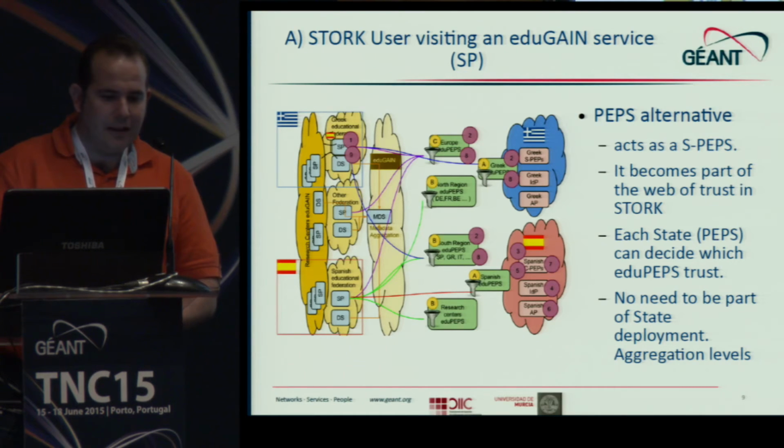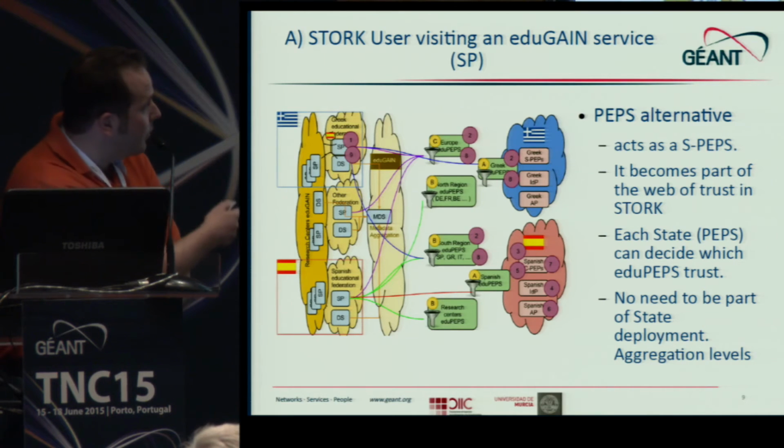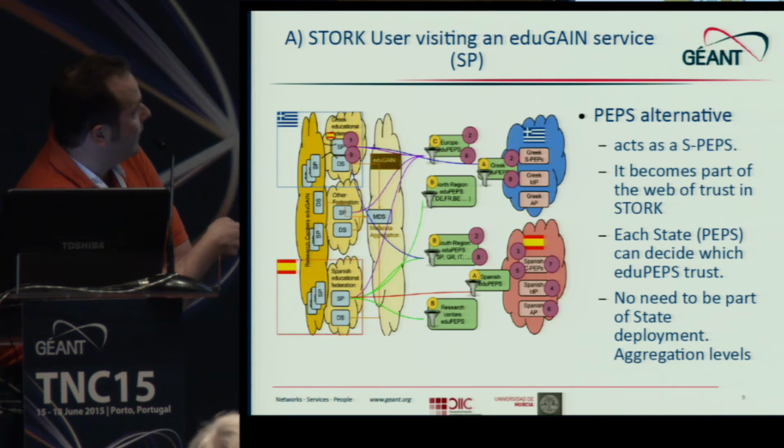So in the first use case, a Stork user visiting an eduGain service, I will first go to the PEPs alternative. Our man in the middle would act as a PEPs, in this case as an SPEPs. The steps, I don't know if you can see fine, are the following. Let's say a Spanish user is going to an SP which is Greek, but it's in eduGain, so this doesn't matter very much. He goes to the SP, and then the SP redirects the user to the eduPEPs.